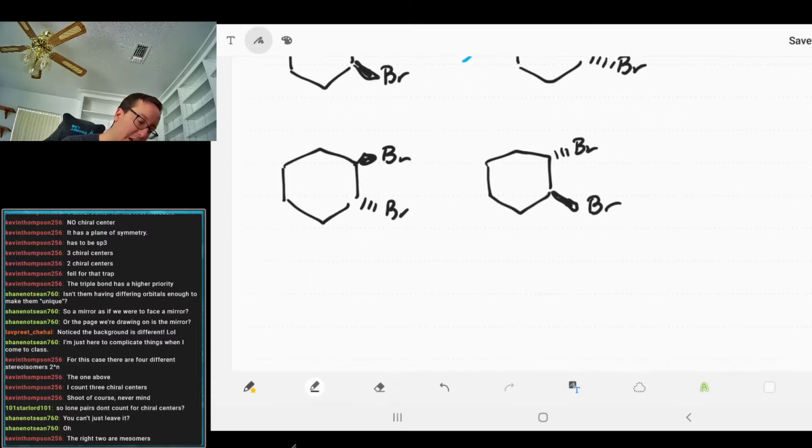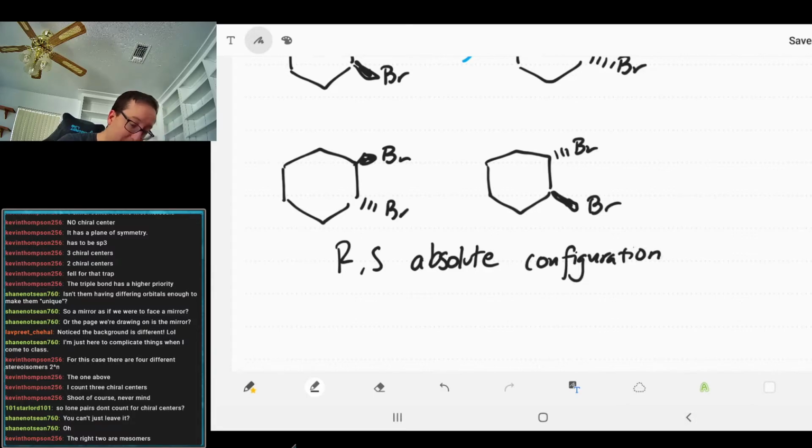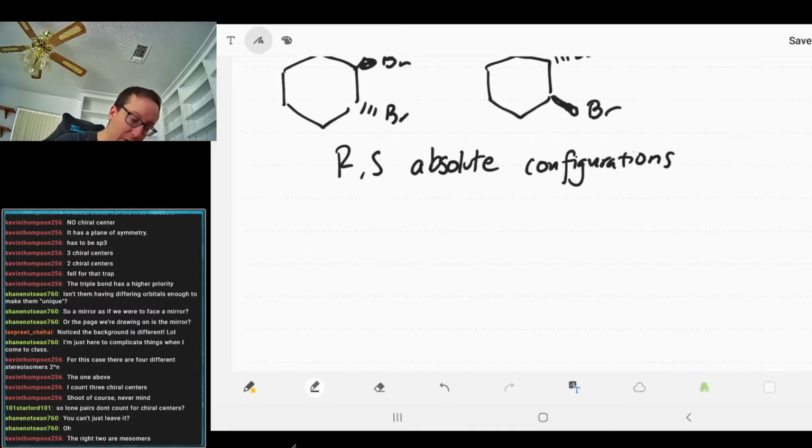And we're going to be talking about, I forget what the rules are called, but we talk about R and S, or what is called absolute configurations. I think they're named after the scientists who came up with the system, but I don't remember. When we're looking at a particular molecule, let's take an easier example. Let's take our 2-butanol here. We saw that this had a chiral center.